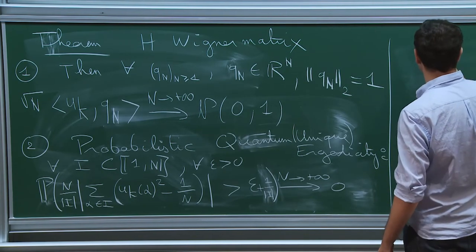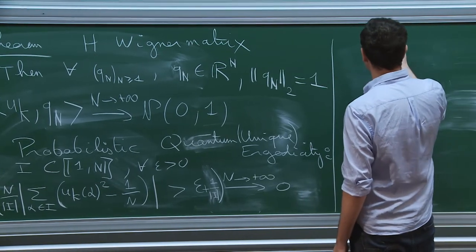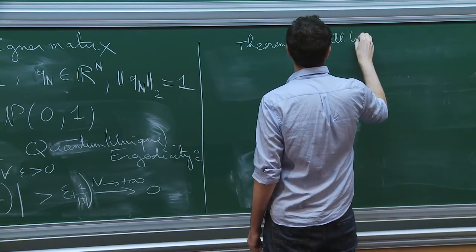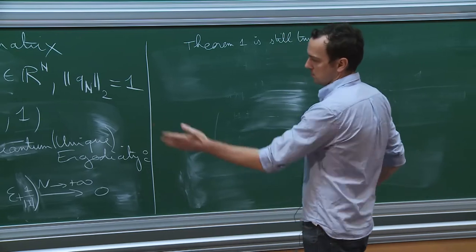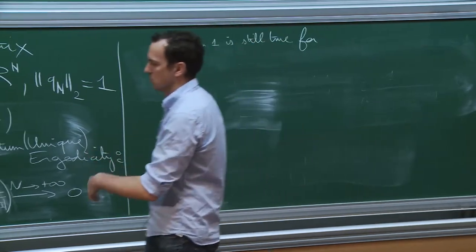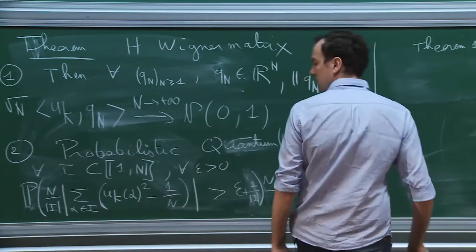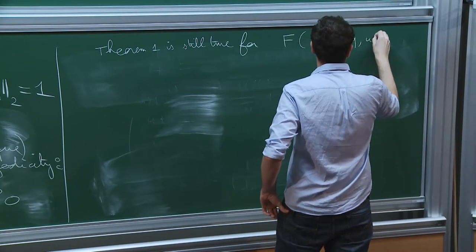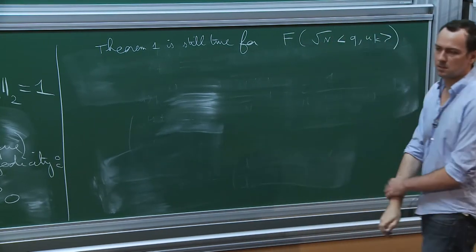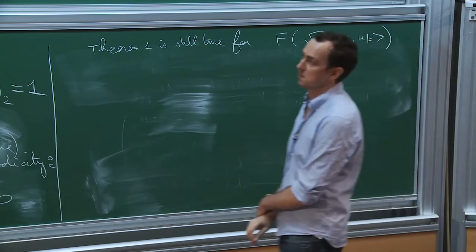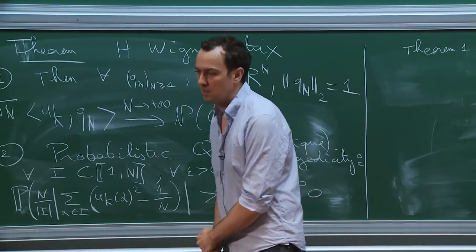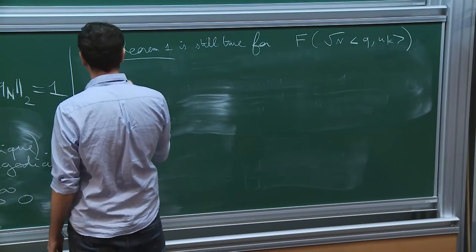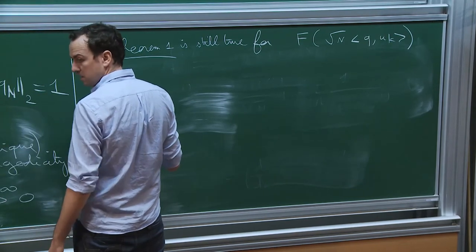So what you have is, theorem one is still true for the observable, which is, for example, a function of this, or a function of square root n q_k. Okay, so with the same scales, it's going to be correct. So we don't really care about theorem one here. For theorem two, we want to analyze these dynamics and understand the mixing.